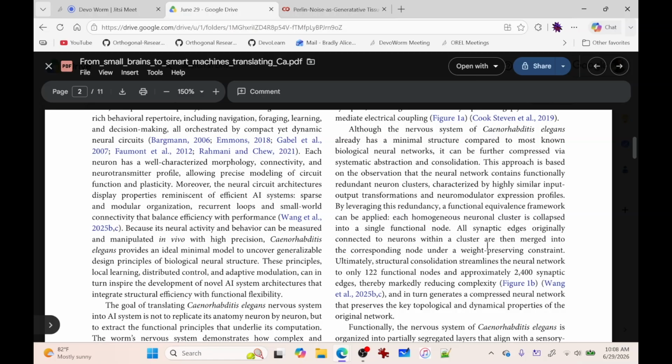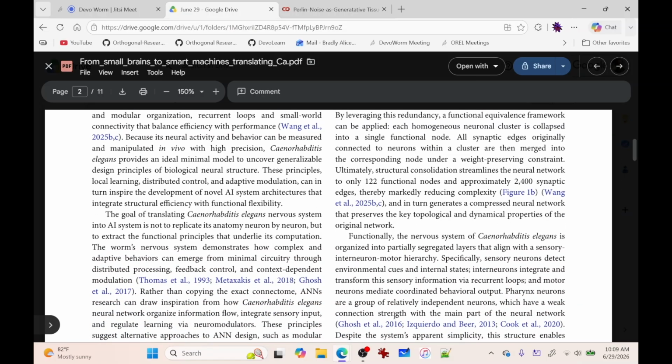And so all synaptic edges originally connected to the neurons within the cluster are then merged into the corresponding node under a weight-preserving constraint. Ultimately, structural consolidation streamlines the neural network to only 122 functional nodes and approximately 2,400 synaptic edges. So this is actually still quite a bit of connectivity, but we're collapsing our connectome from 302 nodes to 122 nodes. This in turn generates a compressed neural network that preserves the key topological and dynamical properties of the original network. So then they build this sparse representation of the connectome.